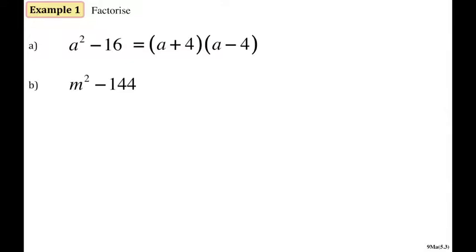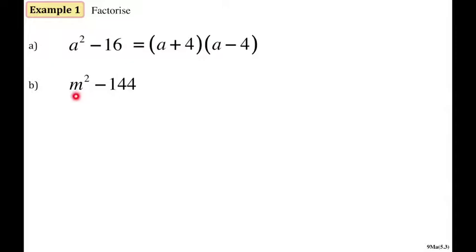Let's try it again. Do we have a difference of two squares? Well, there's my difference, there's my minus sign, there's two terms. Are they both squared? Well, there's a squared there. Oh, is 144 a perfect square? Yes, it is, because 12 times 12 is 144. And because 12 times 12 is 144, this is a difference of two squares which will factorize.